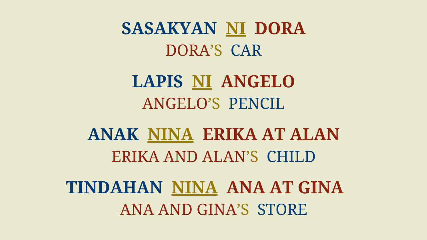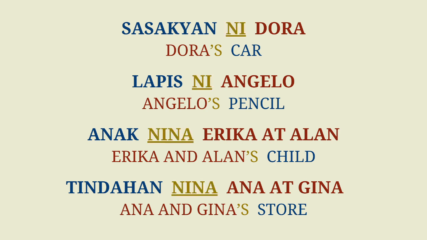So what is the difference between ni and nina? If the owner is just one person, like these, we use ni. But if it's more than one person, we use nina. Like in this one, we have Erika at Alan. They're more than one person, so we use nina. Same goes with this one. We have Ana at Gina. Again, they're more than one person, so we use nina. Take note that we place ni and nina before the owner.